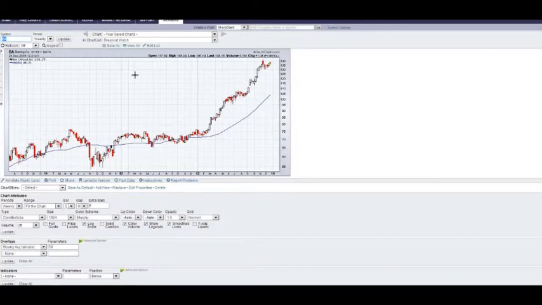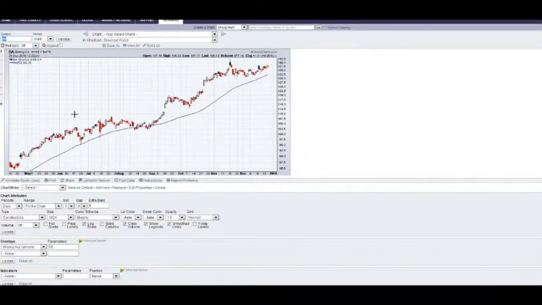Well, it's positive. Okay? I mean, we can break this down into a daily chart. Look at our 50-day moving average. What's the trend? Well, it's positive, right? And we have a positive trend going on.